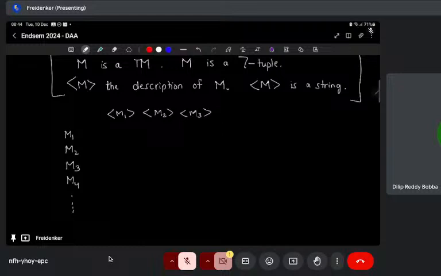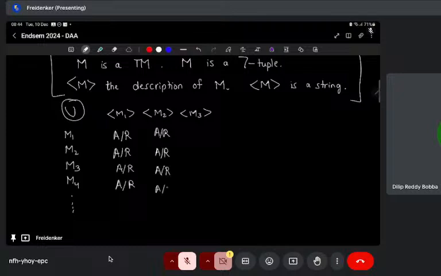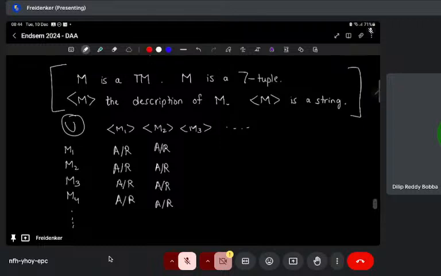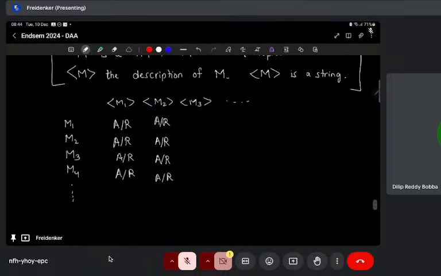So what is U going to do? Since by assumption U is a decider, if it gets M1 comma description of M1 as input, what is it going to do? It's either going to accept or reject. Same is the story for every other input. It's either going to accept or reject, accept or reject. This is how U is functioning, when M comma description of M is given as input.